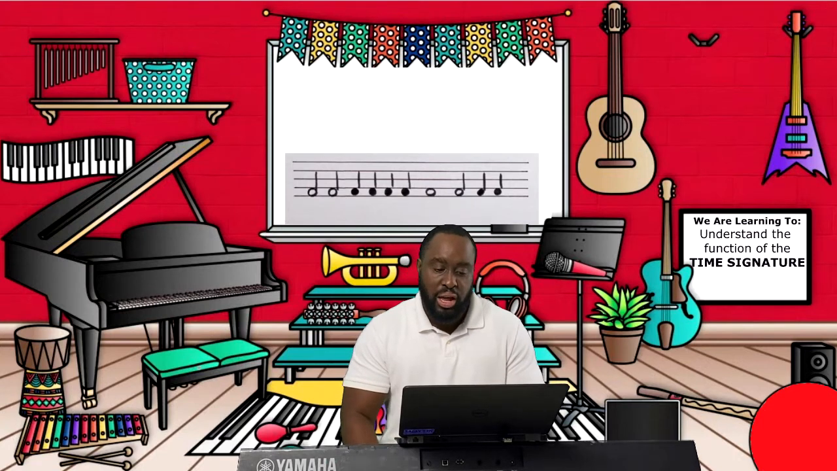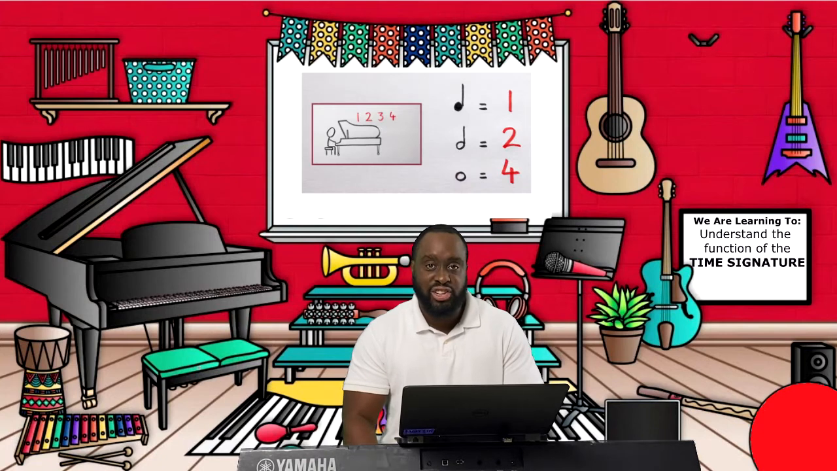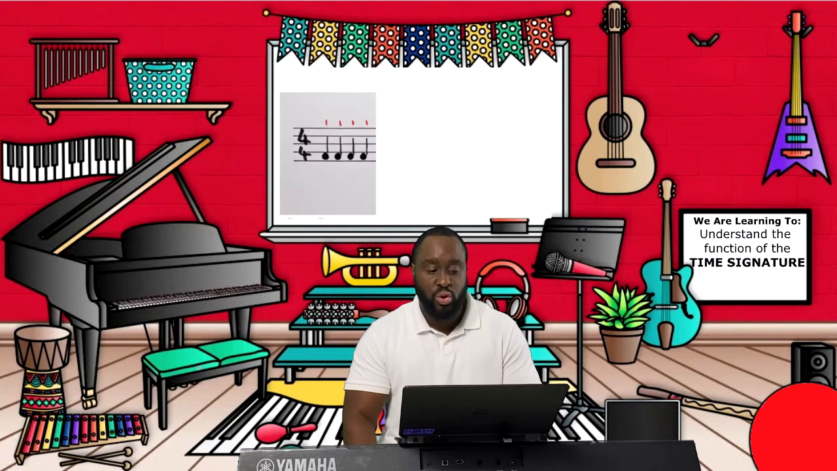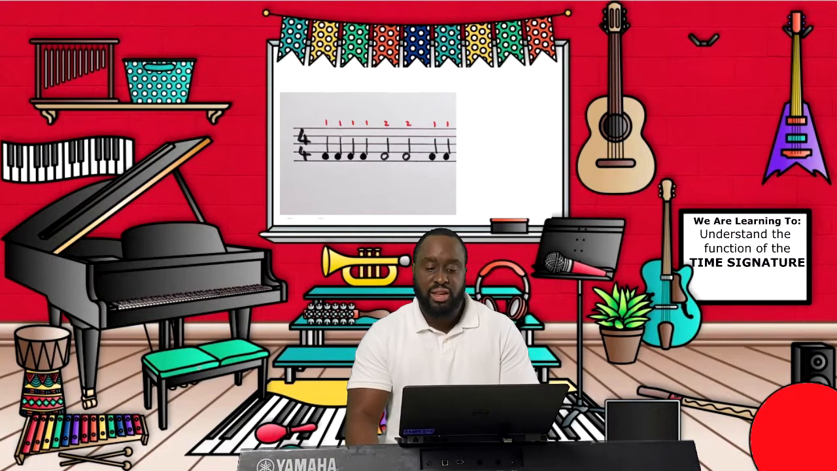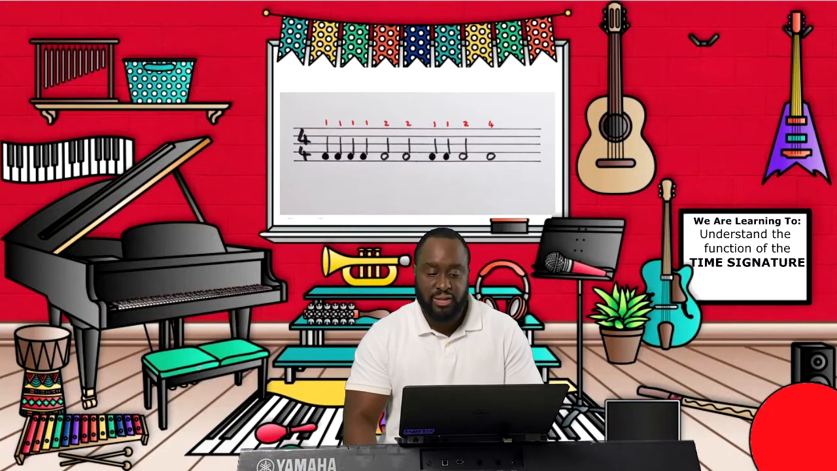So I want to organize these notes to make some sense. Let's start by looking at how many beats each note is worth. We have 4 quarter notes, each worth 1 beat. Then we have 2 half notes. Each half note equals 2 beats. Then we have 2 quarter notes. Each quarter note equals 1 beat. Then we have a half note, which equals 2 beats. And we have a whole note that equals 4 beats.